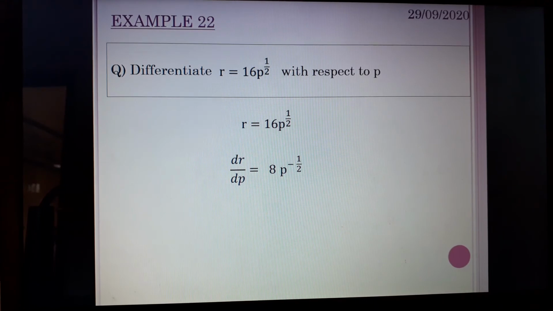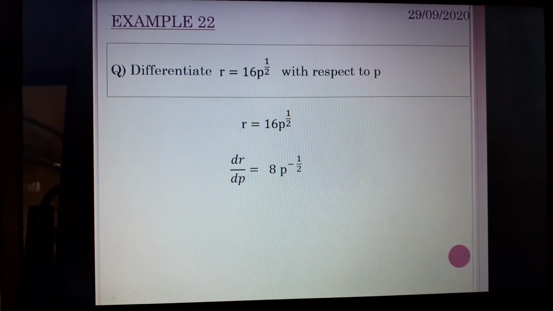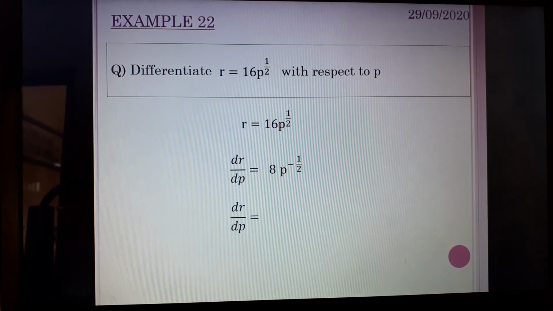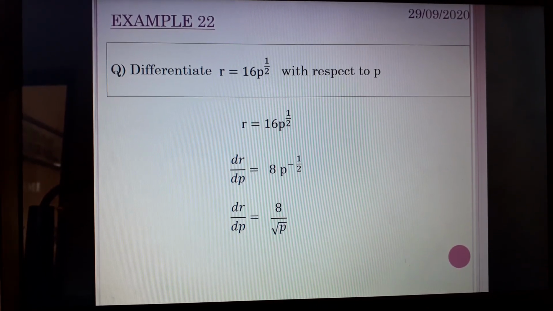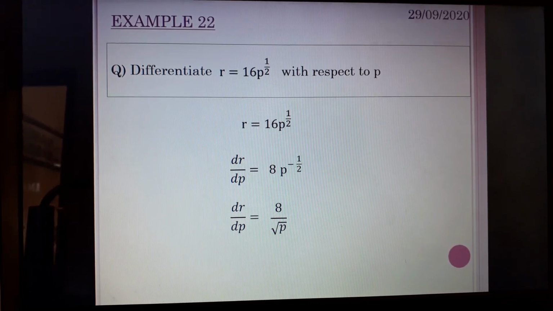But we could also bring it back to be a positive power, and if we want to be really smart, we could make it back into a root as well. Now, if we were to take this p onto the bottom, it would be p to the power positive 1/2. And if we were then to turn it into a root, it would be 8 over the square root of p. Okay, and that's it. That's as much as you can do with that.